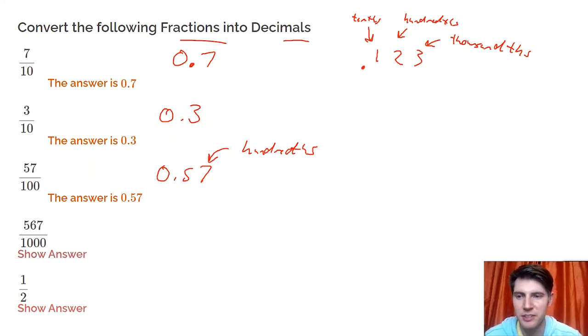Then the same idea with the 567 thousandths. We want the last digit to be in the thousandths place. So since there are 3 digits, this is just 0.567.